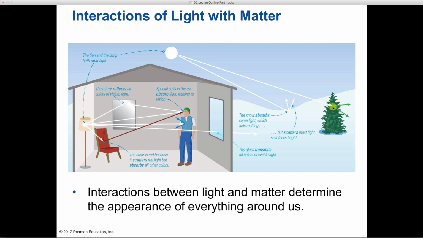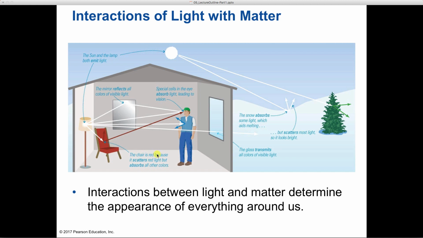And so the sunlight comes along, it hits the tree, everything gets absorbed except the green light. That gets scattered, and that's why you see it as a green tree. Similarly, this red chair here, the whitish light from the lamp hits the chair, and most of the colors get absorbed except the red colors, and that's what gets scattered in every direction because anybody in the room can see that it's a red chair.